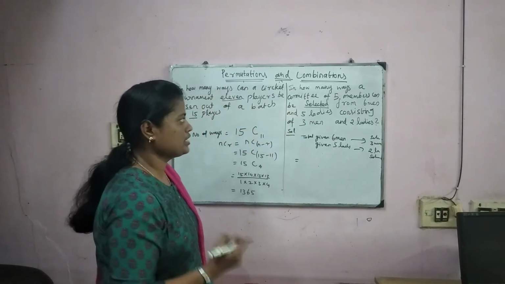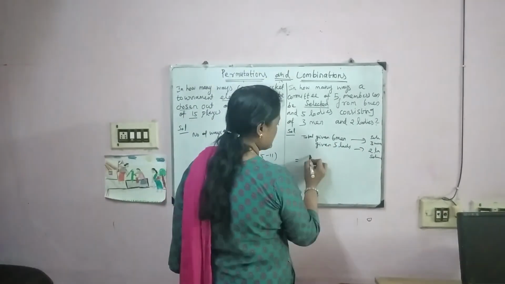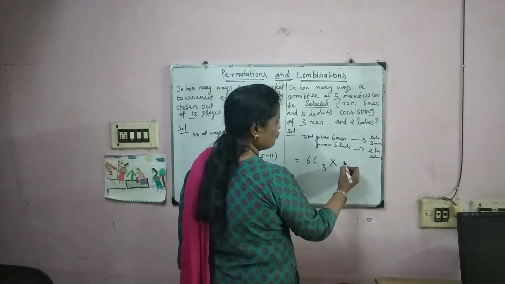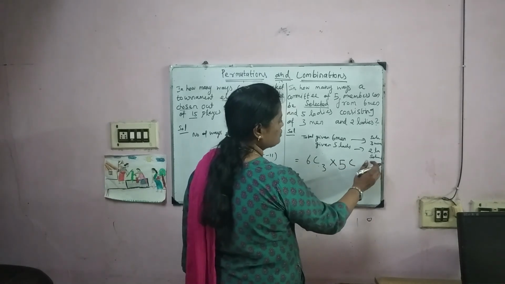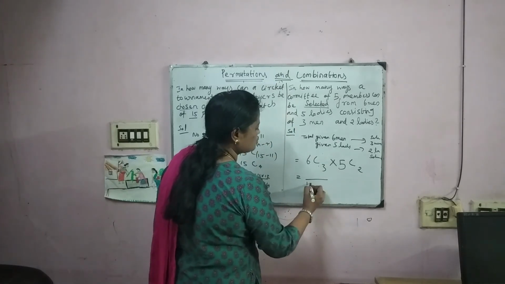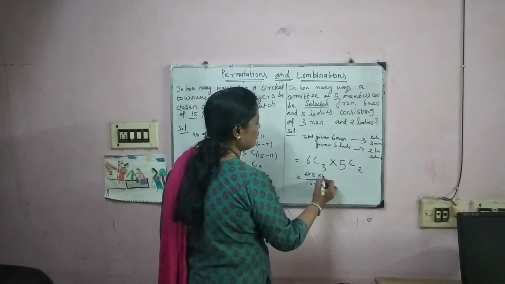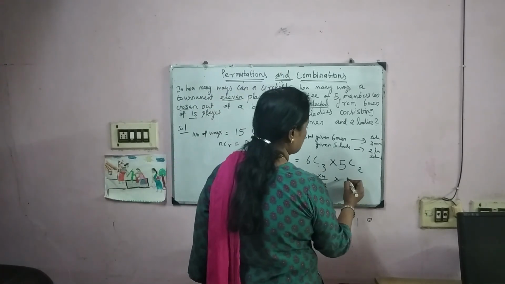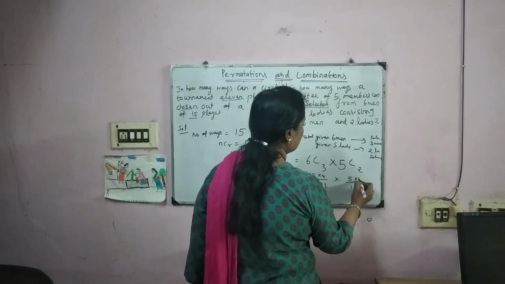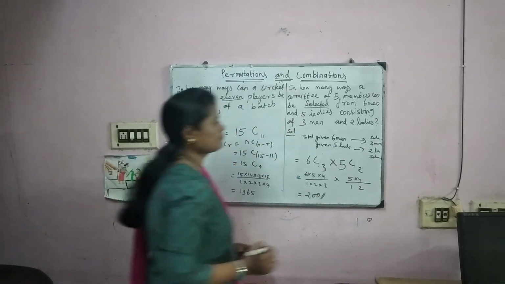Selection means it's combination. So from 6 men you are going to select 3, into from 5 ladies you are going to select 2. So you know how to calculate this. 1 into 2 into 3, this is 6 into 5 into 4, and into this is 1 into 2, this is 5 into 4. The final answer would be 200. Have a look.